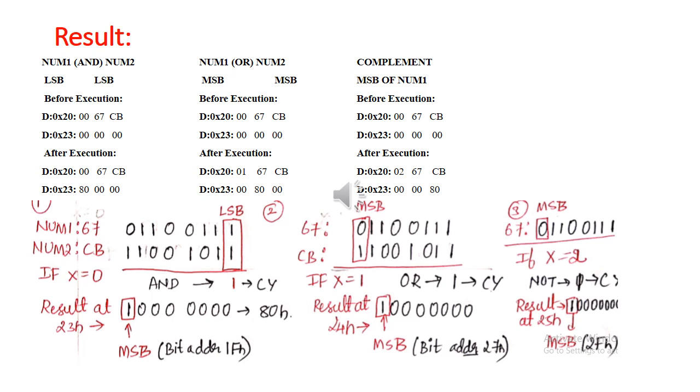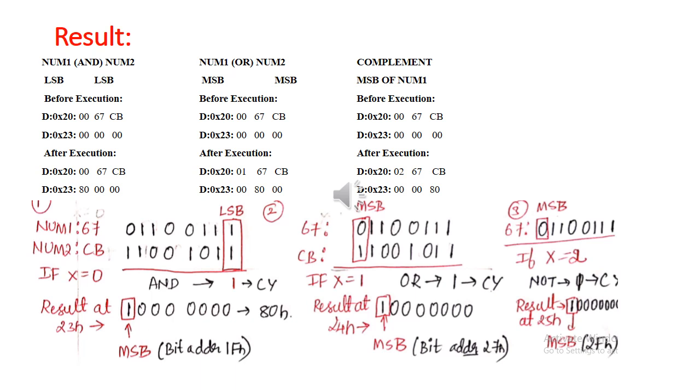So in this example, we have taken two data, 67 along with the CB. In the first case, at the 20H memory location, we have taken the value x is equal to 0. So whenever x is equal to 0, you are going to do the logical AND of the LSB of the num1 with the LSB of the num2.